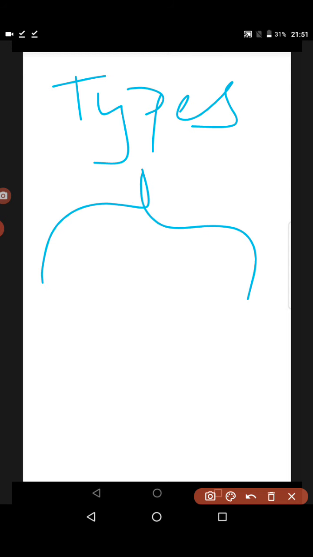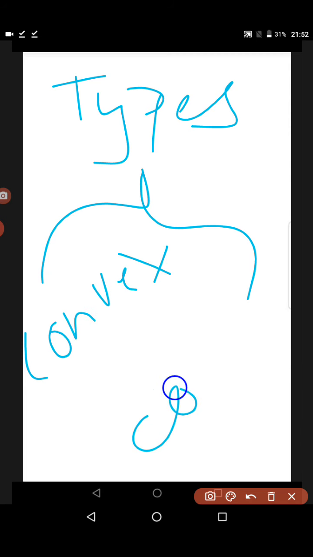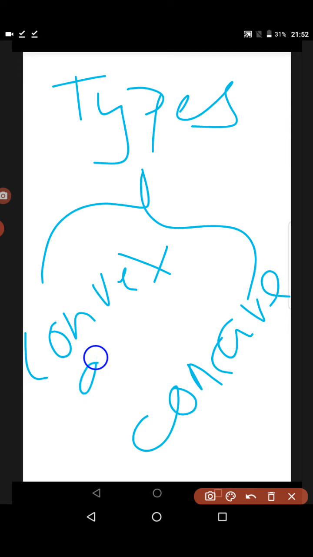Types of quadrilaterals. So first, there are two types actually. First one is convex quadrilateral, and the second one is concave. You might be thinking of concave and convex mirrors. It's not like that. It's convex quadrilaterals and concave quadrilaterals. Okay. First we'll discuss what is a convex quadrilateral.